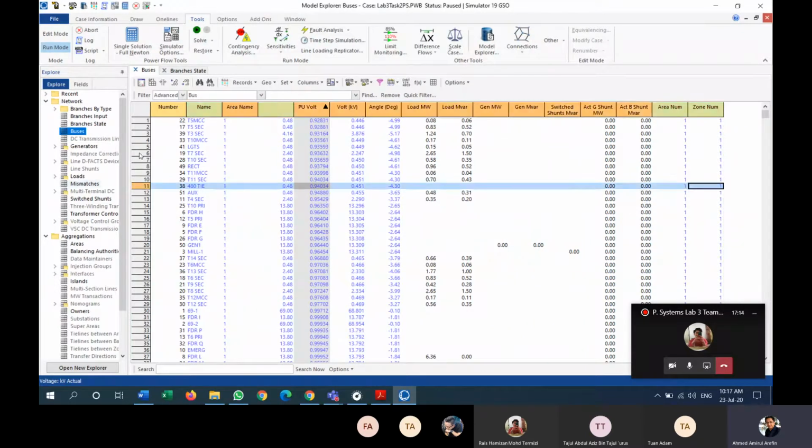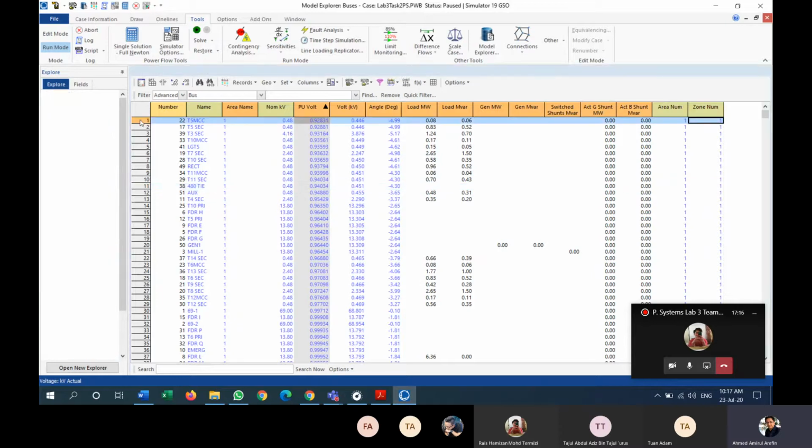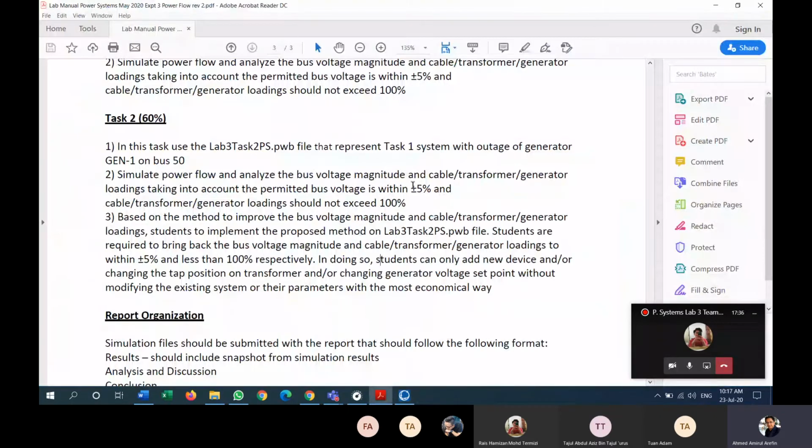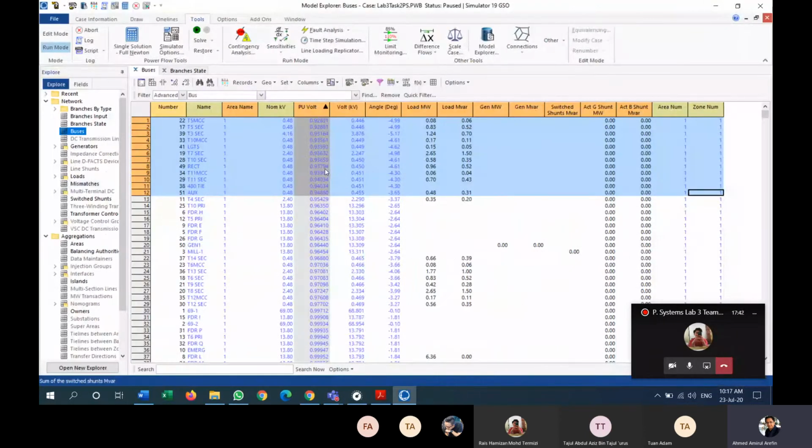Particularly those buses experiencing the lowest. Bus number 22 is experiencing a very low per unit, 0.92, because our limit should be plus minus 5%. So plus minus 5% is 0.95. So those buses are experiencing the lowest per unit. Now you need to improve it.